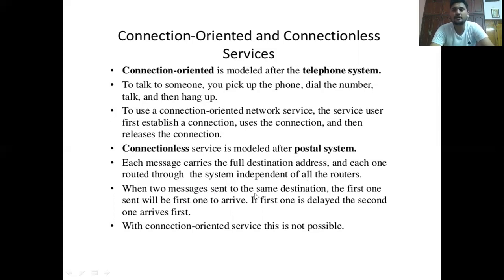When two messages are sent to the same destination, the first one sent will normally be the first to arrive. If the first one is delayed, the second one arrives first. The difference between connection-oriented and connectionless is that in connection-oriented, the message sent first will be delivered first. But in connectionless, there is no guarantee that the message sent first reaches the destination first. Why? Because it has to travel in different ways, and it has to touch different routers every time.